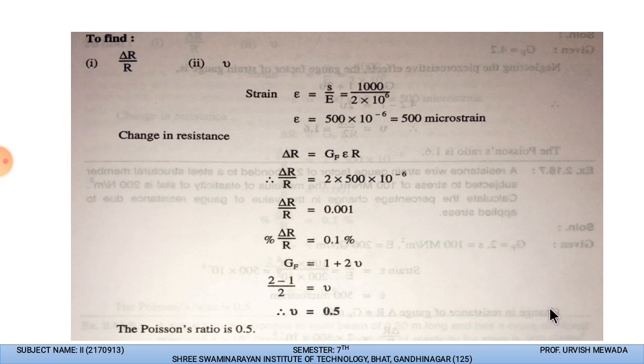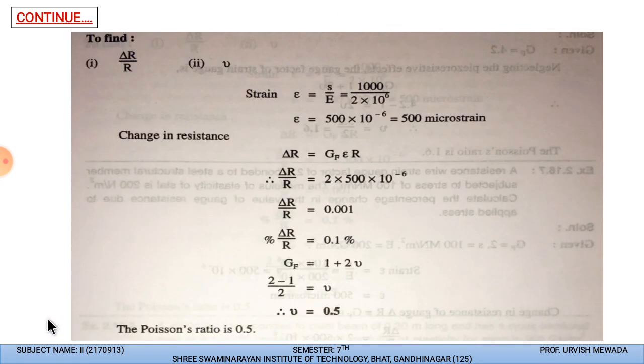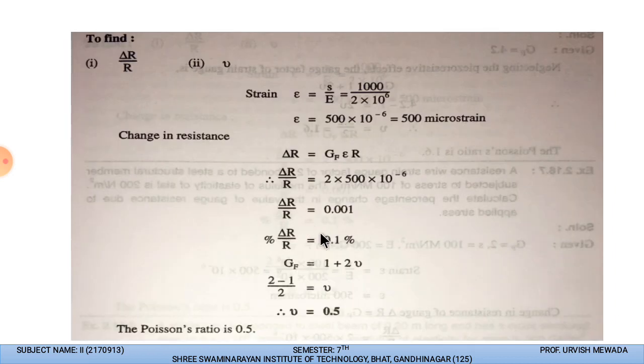So from this we can say that when the membrane is subject to the stress, see over here the stress is given 1000 kg per centimeter square. At that time your gauge will show the deflection, say the change in the resistance is 0.1%, and at that time the Poisson's ratio indicates that it is 0.5. So from this you can assume the sensitivity of this gauge.